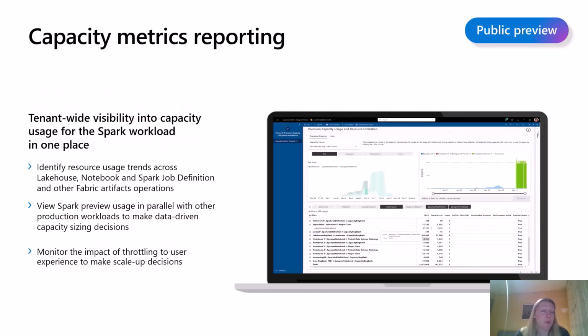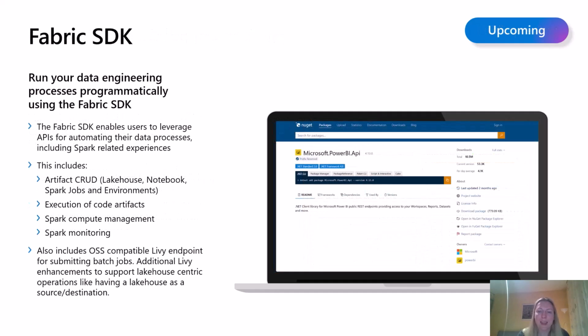We are, of course, also part of the capacity metrics reporting app, so you have that tenant-wide visibility into capacity usage for your Spark workload, along with all your other workloads in a single place, so you can identify resource and usage trends across your lakehouses, your notebooks, your Spark job definitions, and be able to see what that capacity utilization looks like.